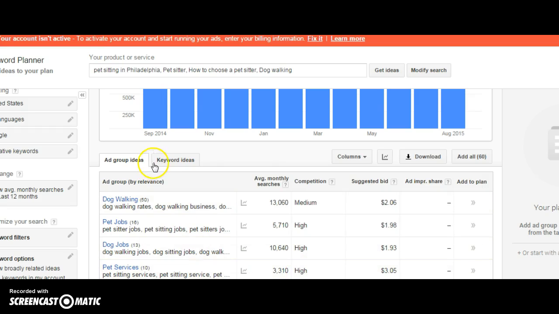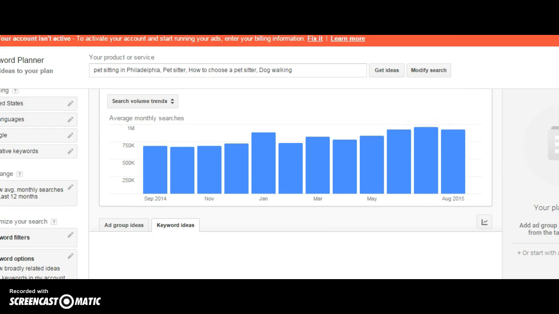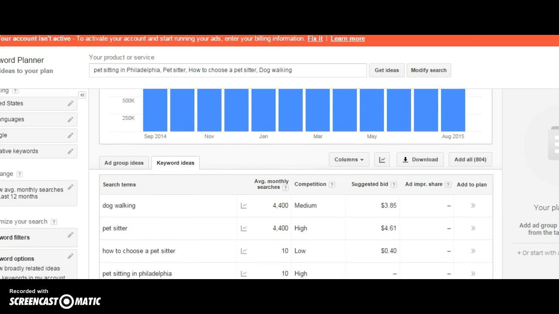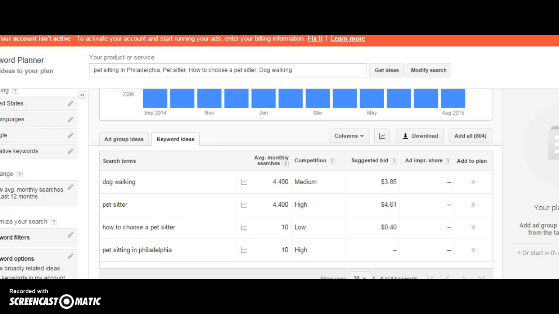Okay, let's pop over here. You see that you have this keyword ideas tab. Let's look over there and see what that tells us. We're looking just for an overview at the moment. So this is going to give us a little bit more in depth. The terms that I had typed in were pet sitting in Philadelphia, pet sitter, how to choose a pet sitter, and dog walking. So not that many.